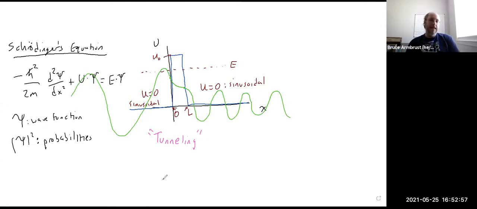And how likely it is to make it through depends on a couple of things. So let's just talk about what makes something more likely to tunnel. We'll start making a list here. You're more likely to tunnel if... What are some things that might make it more likely for a particle to make it to the other side? And when I say more likely, I mean the wave function on the other side has greater probabilities, bigger amplitudes.